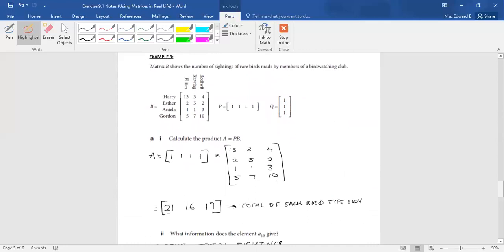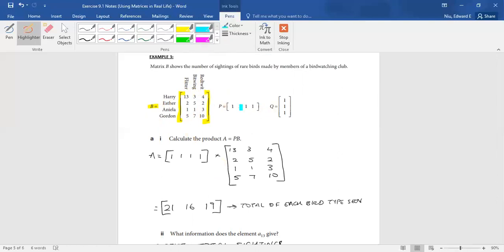Our last example, matrix B shows the number of sightings of rare birds made by members of a bird watching club. So matrix B here, we've got the names of the bird watchers, Harry, Essa, Aniela, and Gordon. And then we've got the types of birds up top with flitter, bitwing, and redwit.